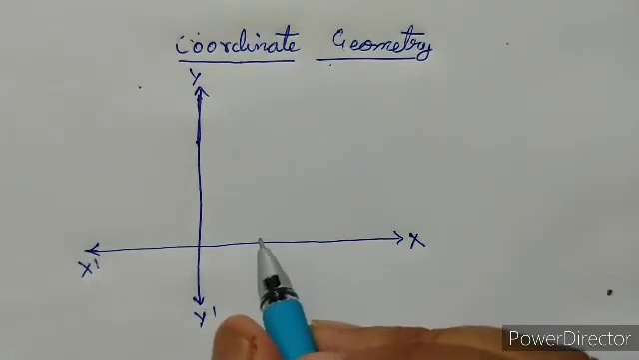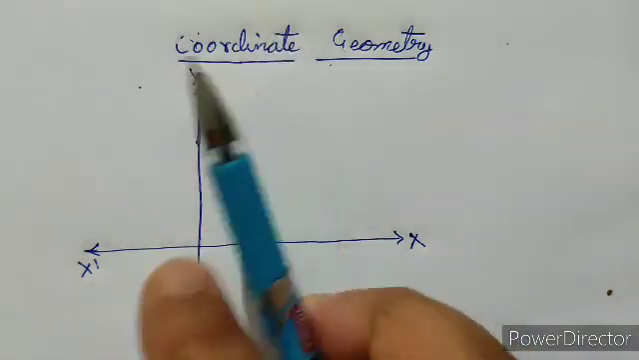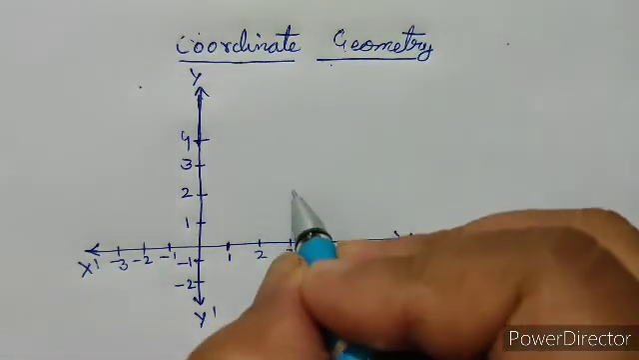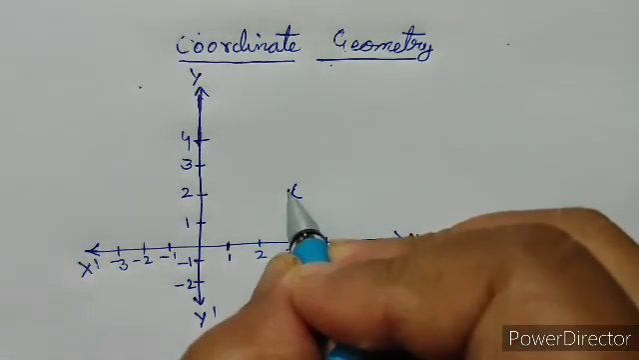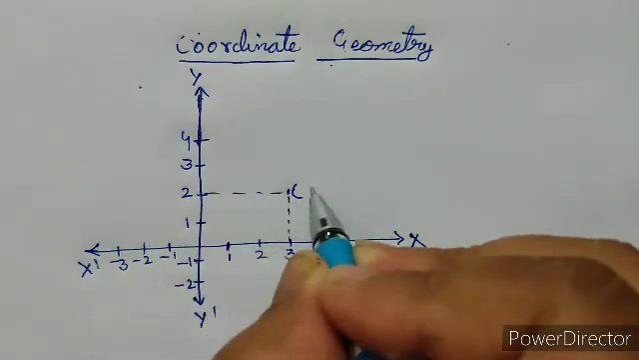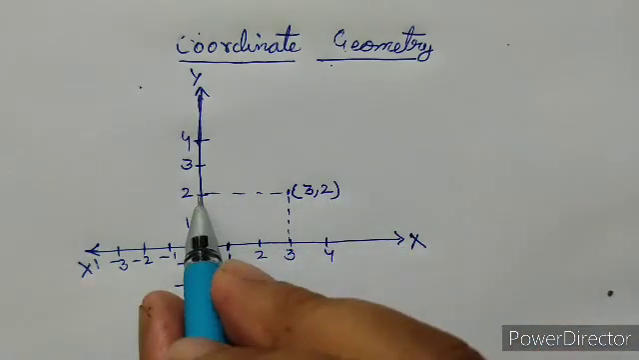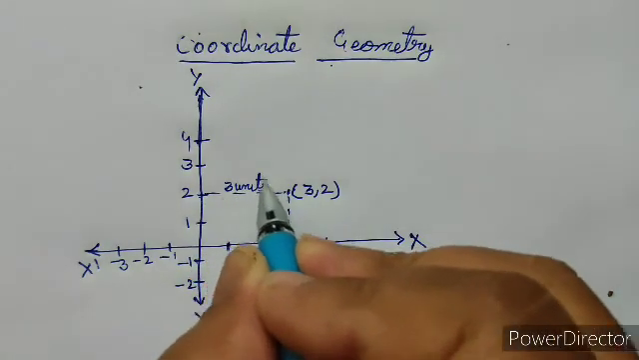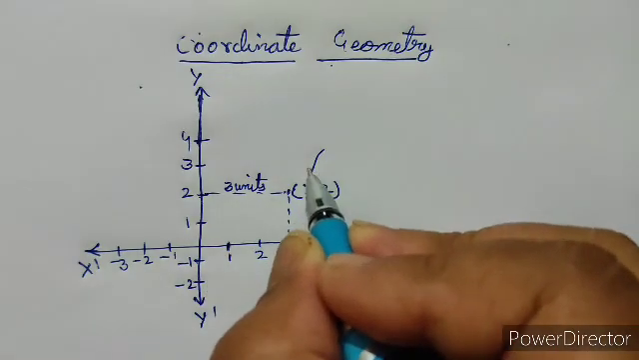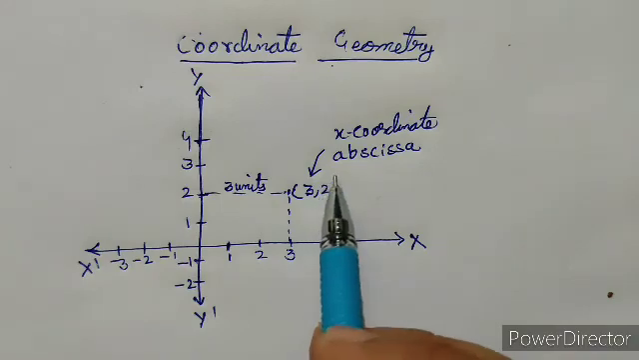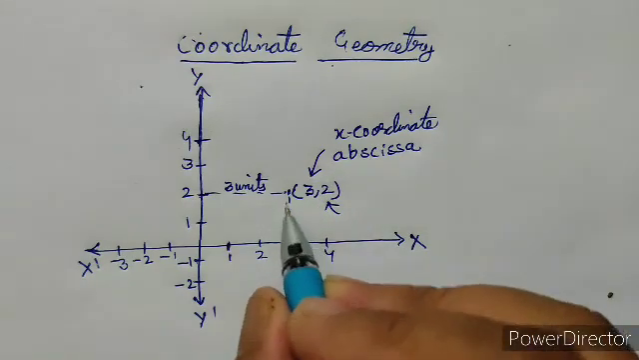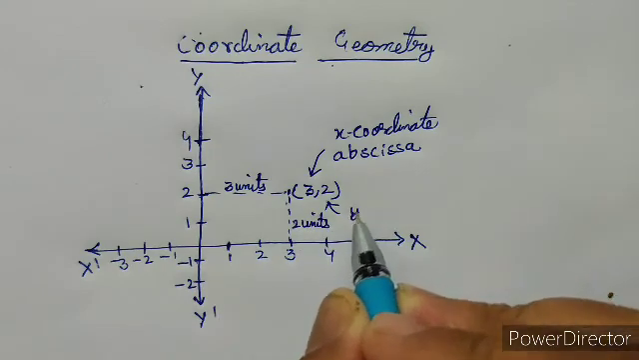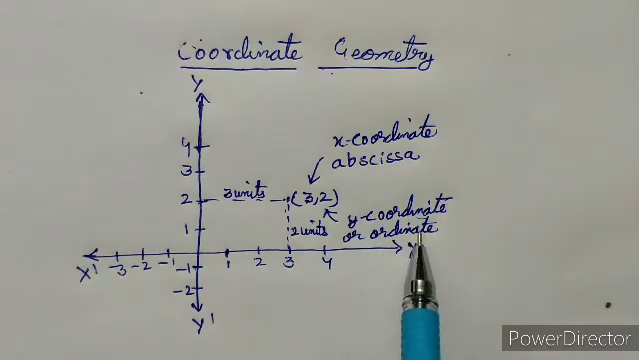Now to locate the distance of a point from the y-axis, suppose we are taking a point (3, 2). Here it is point (3, 2). Now the distance of the point from the y-axis, that is 3 units here, is called the x coordinate or abscissa, and the distance of the point from the x-axis, that is 2 units here, is called the y coordinate or ordinate.